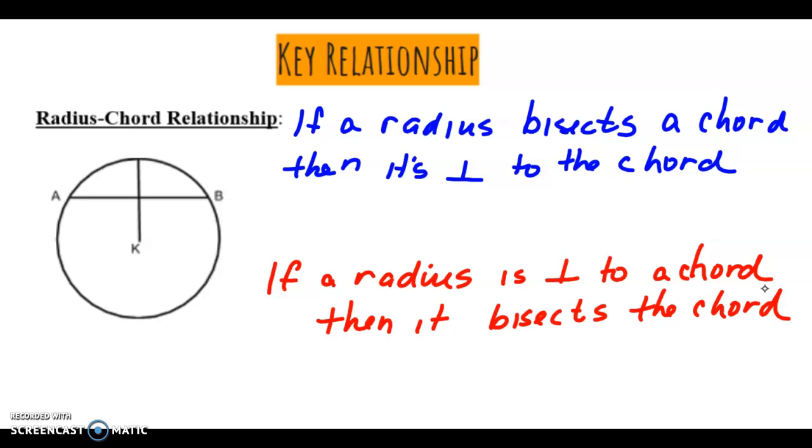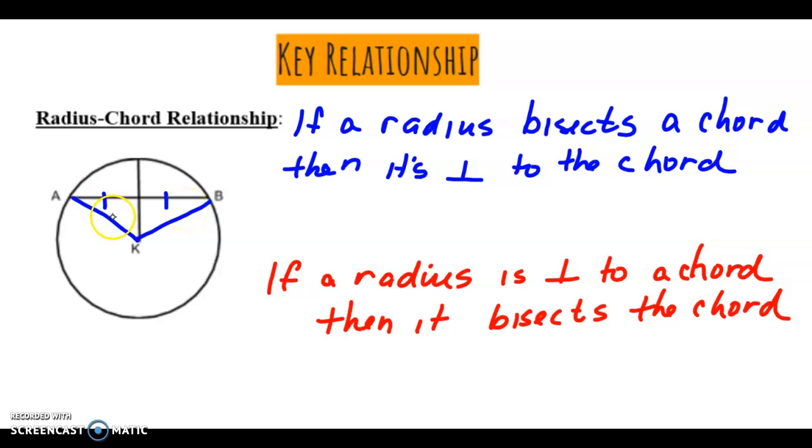And let's just talk about why that would be. So let's talk about this first one, the blue one. It says if a radius bisects a chord, that means this is the radius and it bisects the chord. Why would it be perpendicular to the chord? What you could do, if this is a radius, we could draw in these two radii. And then we've created a triangle over here and a triangle over here.